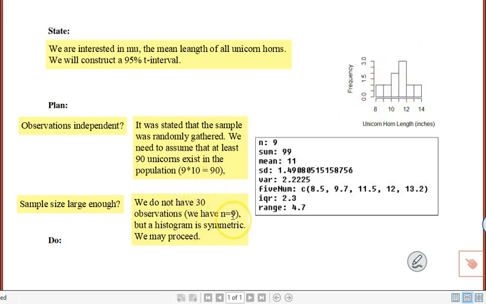So a sample size of 9 is good enough because as the sample size increases, the sample mean becomes more and more normally distributed. So a sample size of 9 here is going to be sufficient.